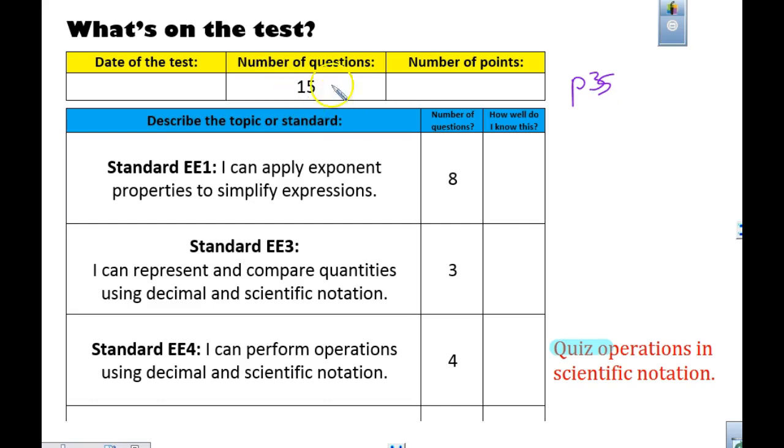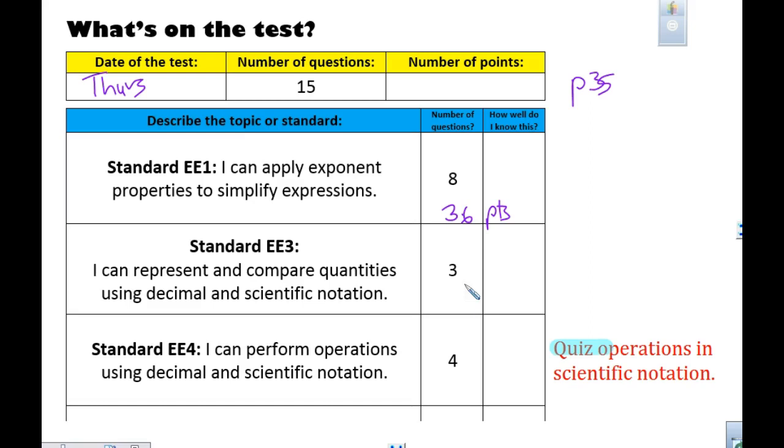Page 35, we have 15 questions on our test. Our test is going to be Thursday of next week, okay? All those exponent properties. That's what we did the first half when we took that big quiz. Some of you came in and went over that quiz. So this was your first quiz that we took, right? So we have 36 points here that we are looking at.